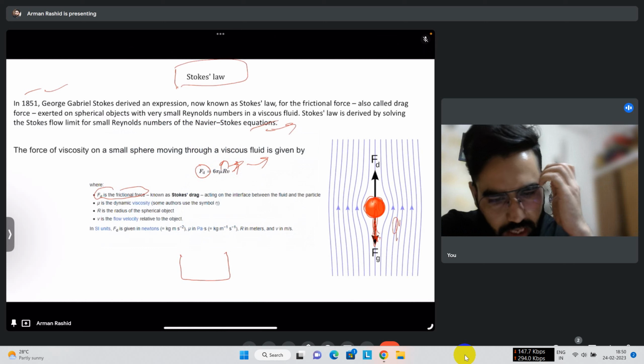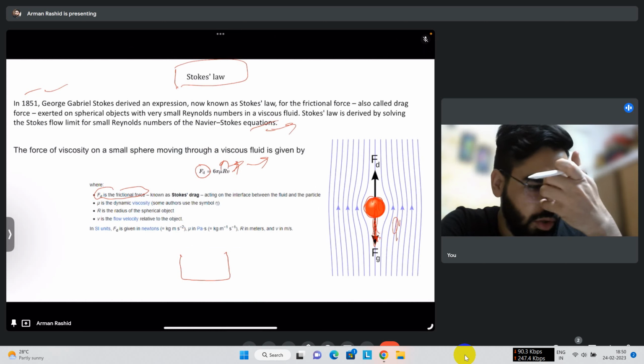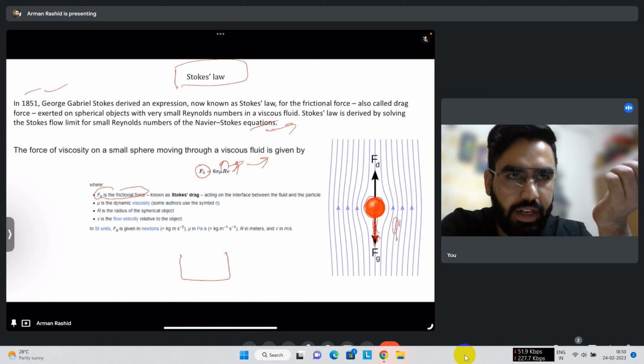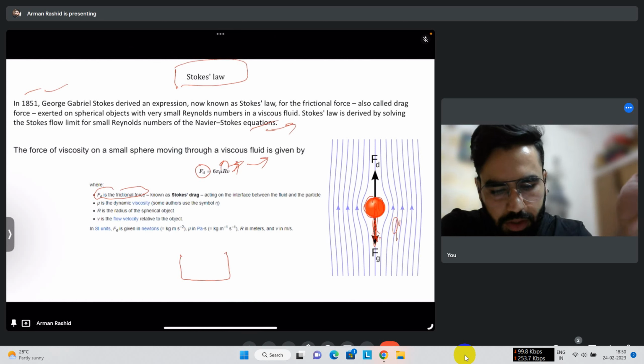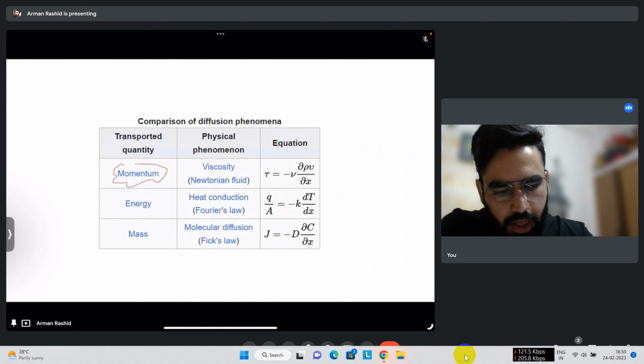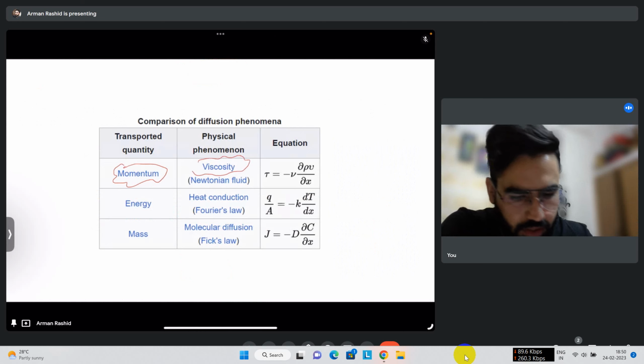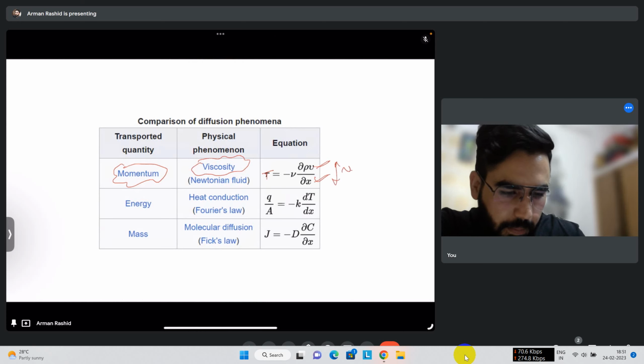Now in different diffusive phenomena, you can have diffusion of momentum, diffusion of energy, and diffusion of mass. They all have almost similar equations. If there is momentum transfer, the phenomenon is called viscosity, and the equation is given by minus eta dV divided by dx. This is a velocity gradient.